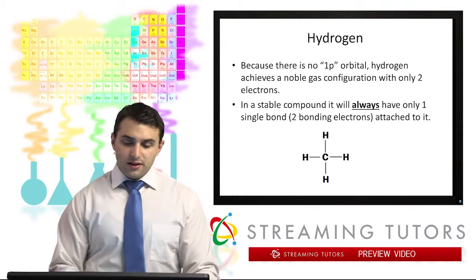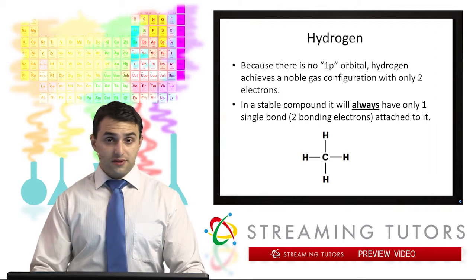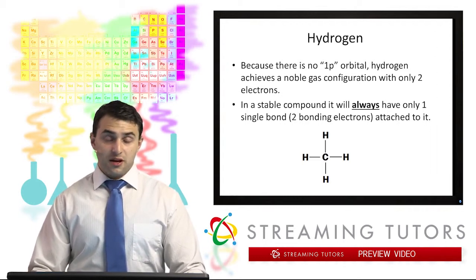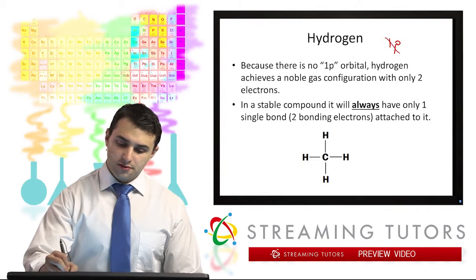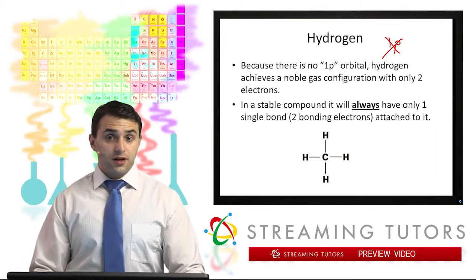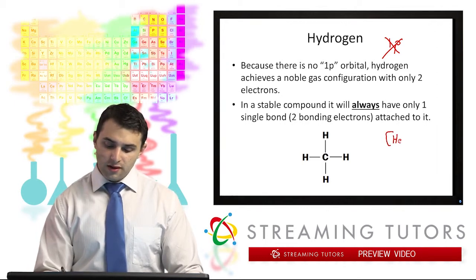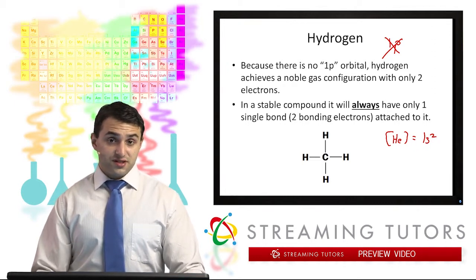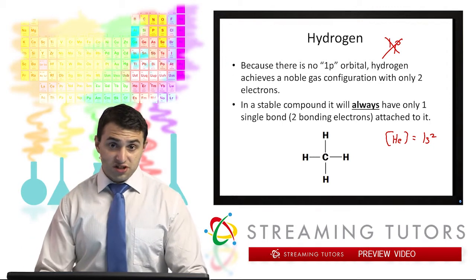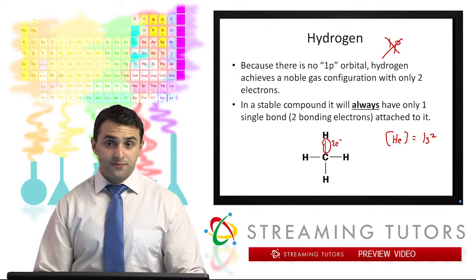Now we can jump right into making Lewis structures. First off, we can look at the first element, hydrogen. Hydrogen is an exception to the octet rule. The reason for that is because, as we know, there's no 1p orbital. So a full valence shell for hydrogen is just that of helium, which is equal to just 1s2. So in Lewis structures, hydrogen is always going to form just a single covalent bond, having 2 electrons attached to it.